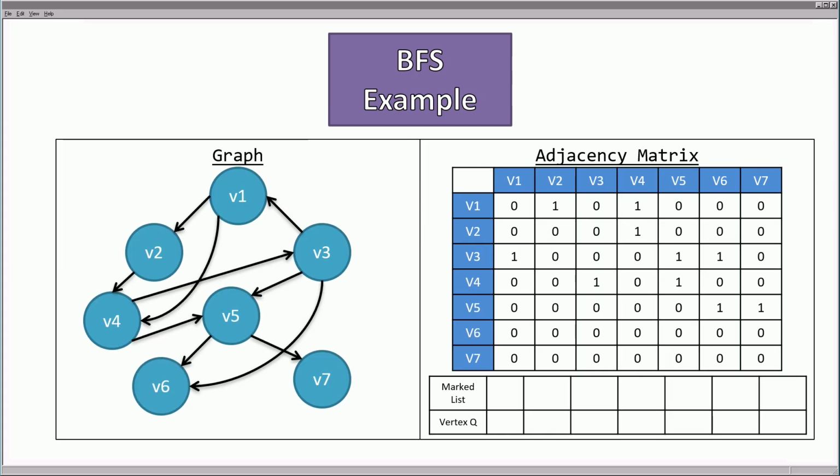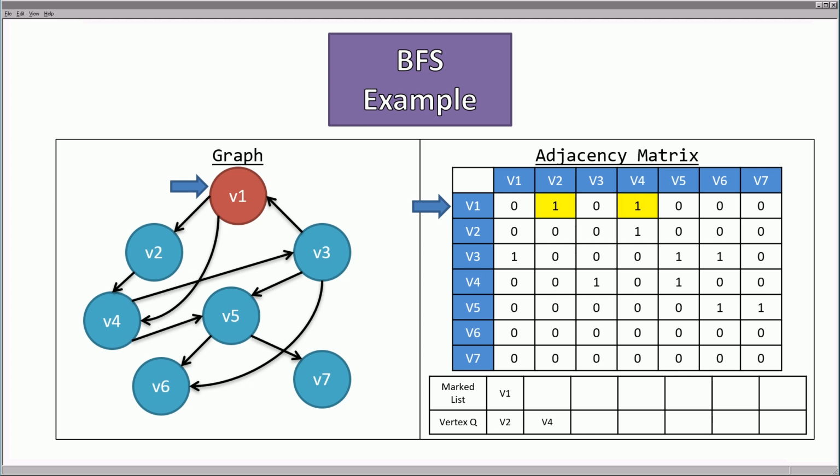Now seeing this in practice, we once again have the same graph and the same adjacency matrix. Below here, we have the marked list and the vertex queue. Let's assume that we start from vertex V1. Starting from vertex V1, we go ahead and add it to both the marked list and our vertex queue. Now after we've added this, we immediately dequeue the vertex queue. Doing this, what we do is add all of its neighbors to the queue. So let's dequeue V1. Now we add its neighbors, the outgoing edges. In other words, values that are not 0, which is vertex 2 and 4. These get added to the queue.